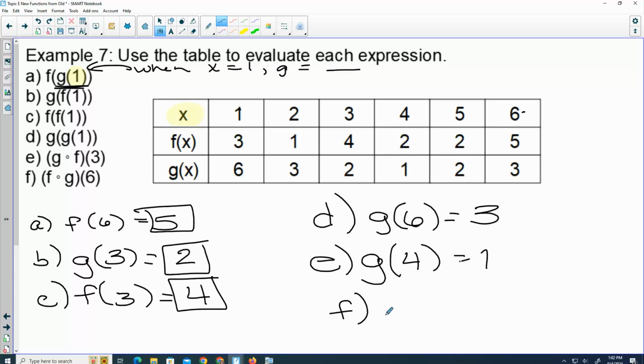F composed with g of 6. So when x is 6, g is, and when x is 3, f is, all right. We're stopping here today.